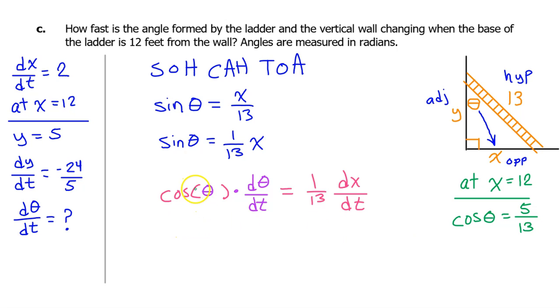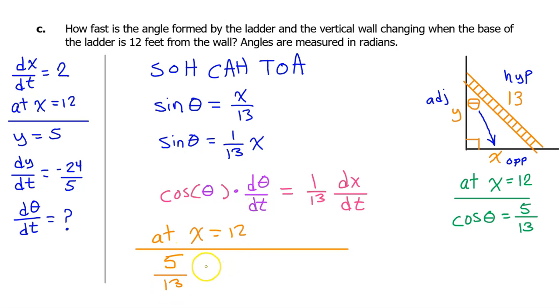We cannot simply plug in the 5 over 13 because cosine theta is not always equal to 5 over 13. It's only at x equals 12. So you have to say that. At x equals 12 only, then we can substitute 5 over 13 for cosine theta.